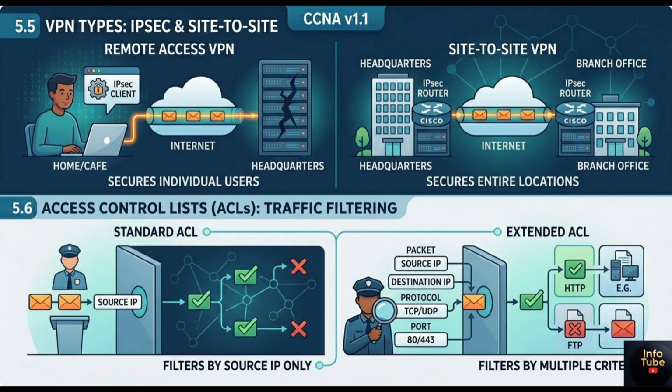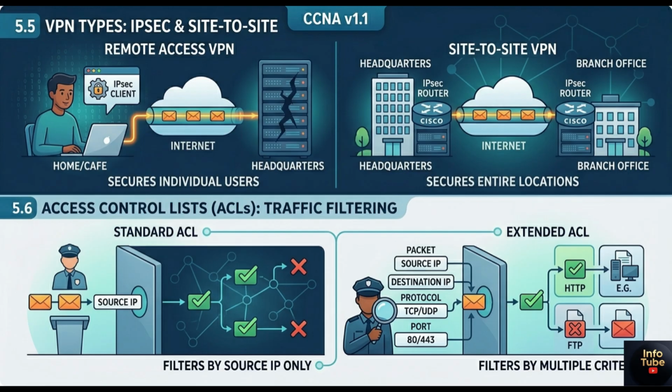Site-to-site VPN connects two fixed locations, like a branch office to a head office. The routers at each end handle the encryption, so the individual users don't even know a VPN is active. Remote Access VPN connects individual users to the office from anywhere. This usually requires software on the user's laptop or phone to initiate the secure connection.